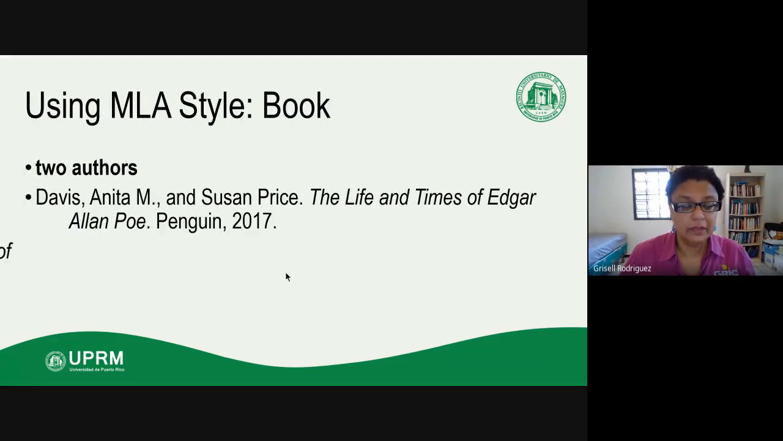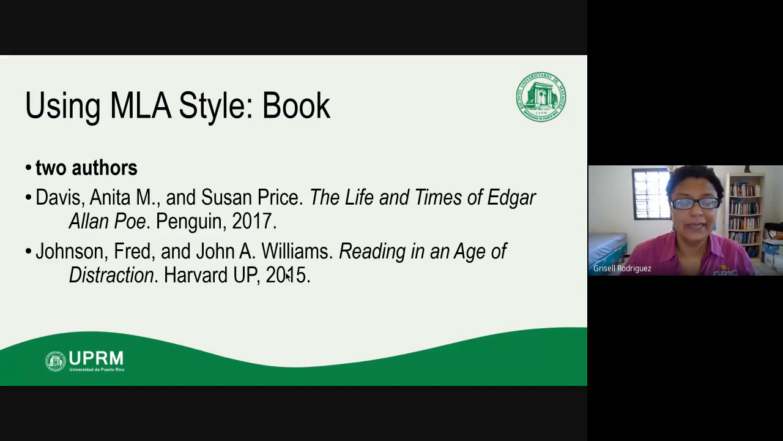If you have two authors, you will see that for the second author, the name is flipped. The citation begins with the last name, then the first name for the first author. But the second author starts with the first name, then last name. Everything else stays the same.